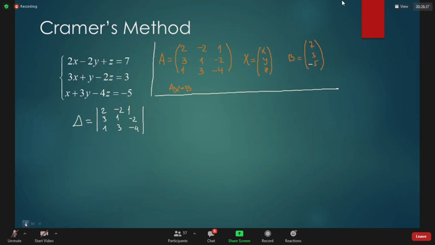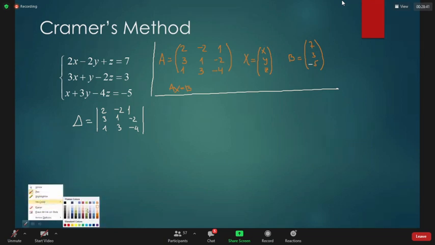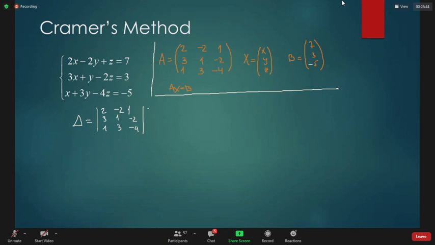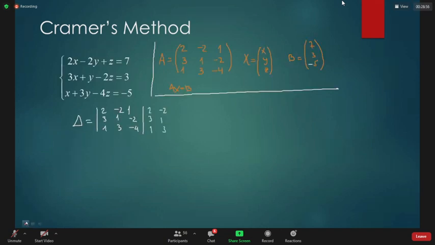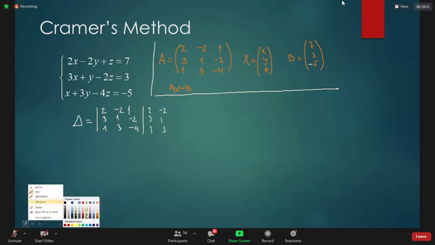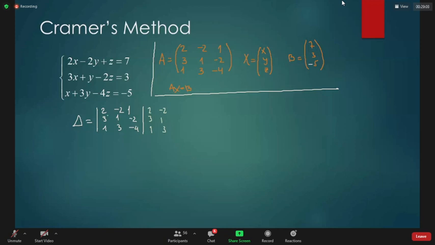Let's use this diagonal method, that is, the situation where we copy the first column, 2, 3, 1, and the second column, minus 2, 1, 3, and we draw those diagonal lines. Draw these diagonal lines so that we can find the product. So let's see, green. This will be a positive product, this will be a positive product, and this will be a positive product. Be very careful when you draw the lines.